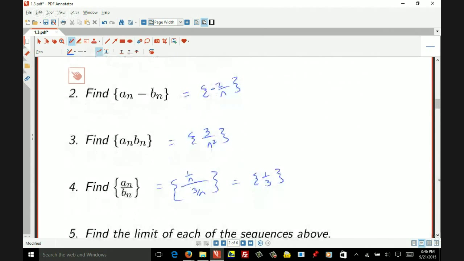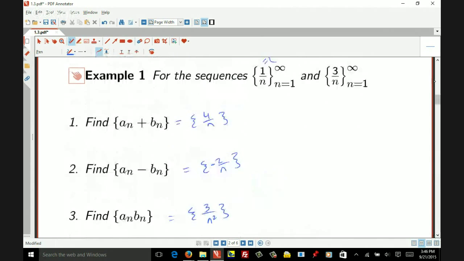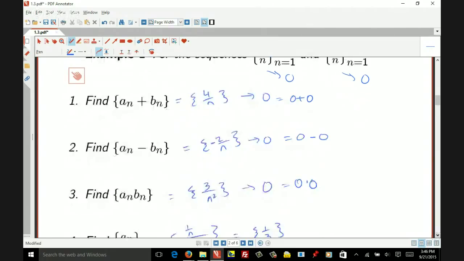Okay, now let's find the limit of each of these. That's what the next thing down is going to tell us. So what is the limit for this first sequence? 0. Notice the limit for each of these up here is 0. So this is equal to the sum of the limits. The same thing for this one. And 3 over n squared, 0, which is 0 times 0. And then 3. And the 5.